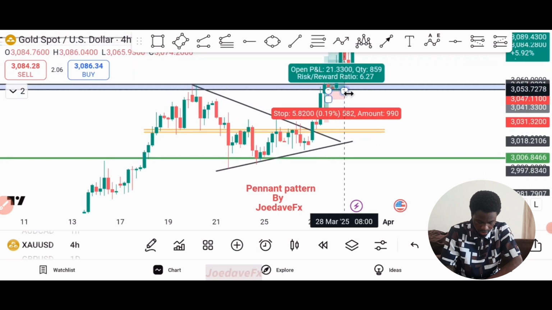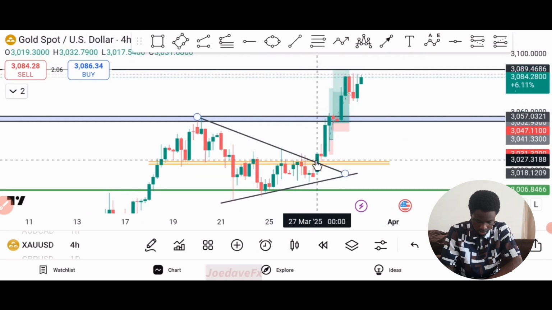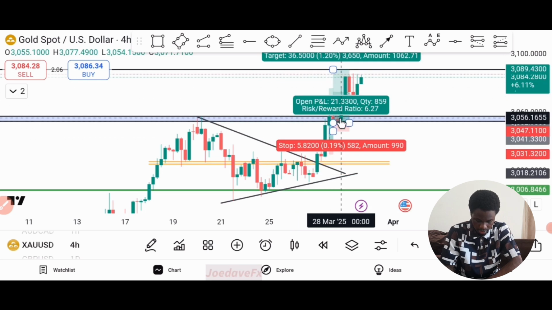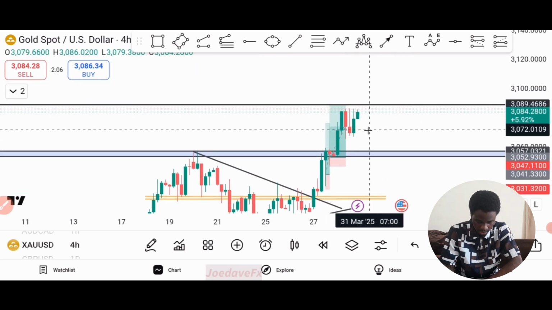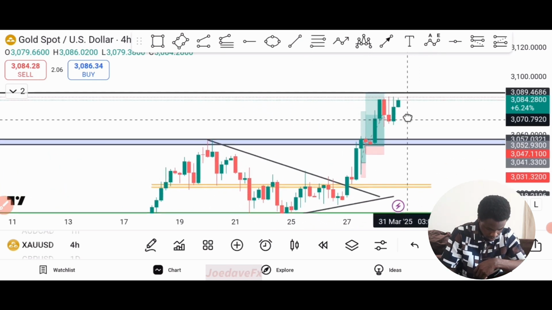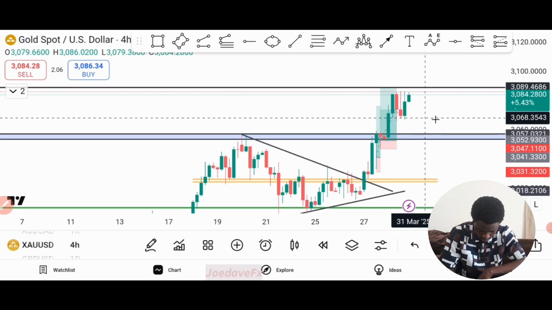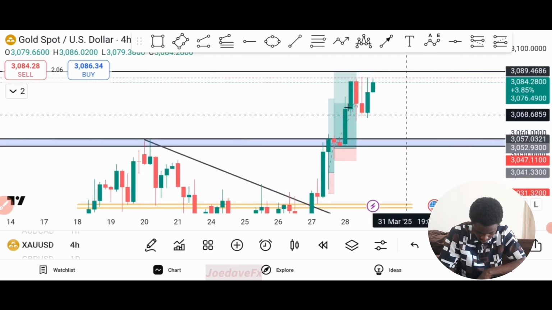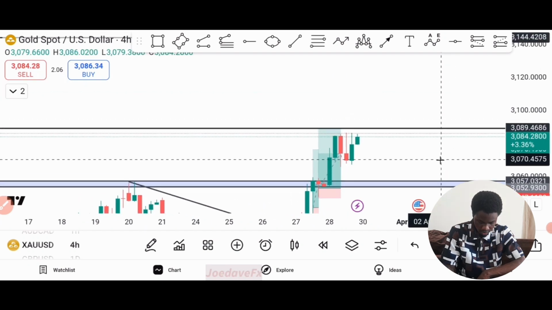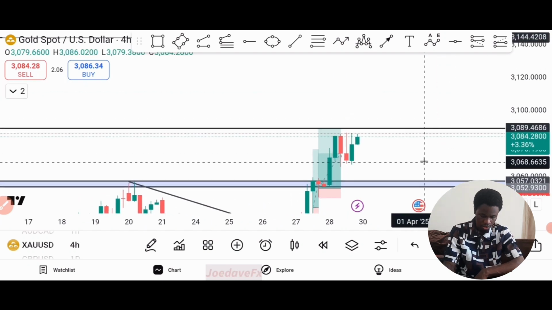peanut pattern. Yes, about the first break here, I caught it right about here, then came down, we caught it again, then came down here, entered again, and okay, yeah, that's 3 moves already. And we are still so much bullish on gold. Yes, still so much bullish on gold. You can see how everything is still looking like it's flying, everything is still facing the upside.